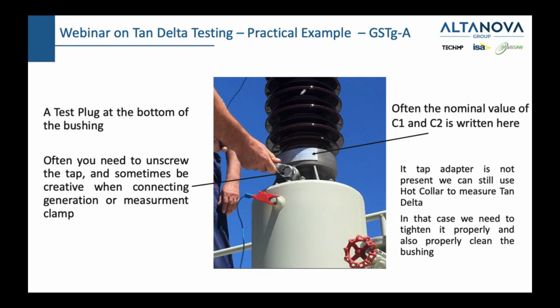And if you do not have this test plug, a tap, then you can use something which we call the hot collar. It looks like a collar, like a belt, like a strap. The first thing you need to do is to clean your bushing very well, and after cleaning, you should tighten it very nicely. The gray side should go on the inside, the green part on the outside, and then you would use this as your connector to measure or to generate voltage or to measure current.